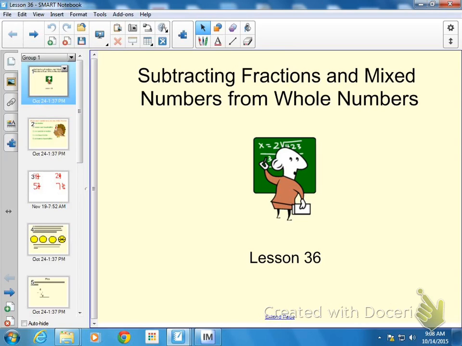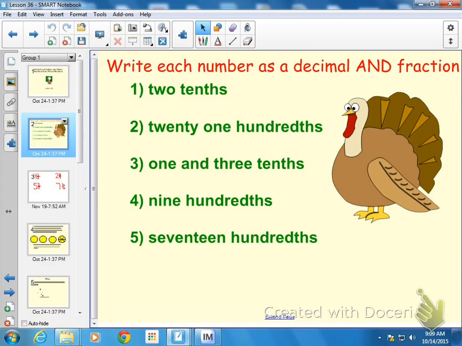If you need to pause the video, I believe you can. But if you can't, you can rewatch it later for what you missed. Okay, so moving on. Lesson 36. So today we're going to talk about, let's write each number as a decimal and a fraction. Don't worry about putting this in your notes, just do this with me.